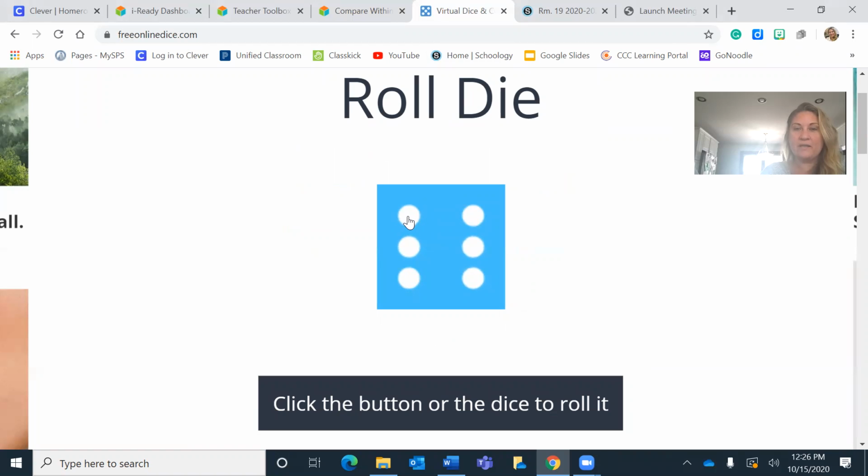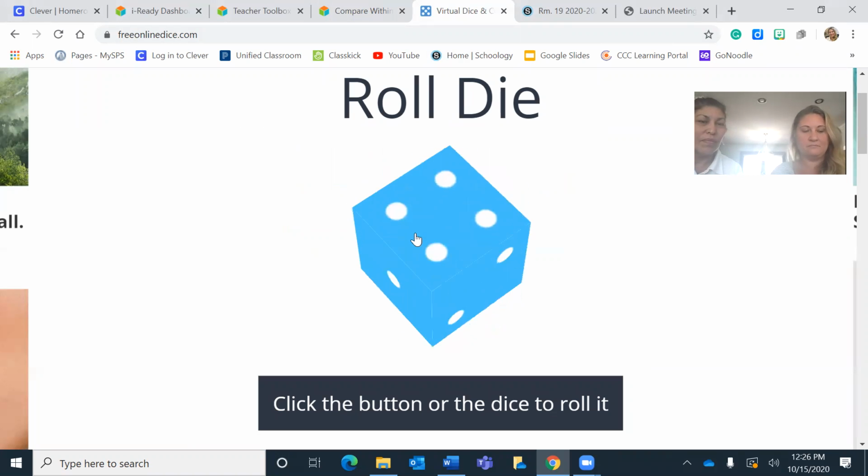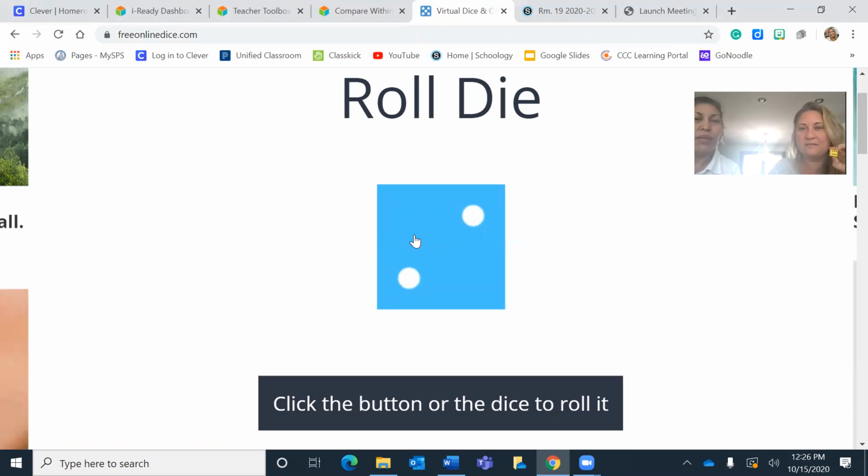Let's count. 1, 2, 3, 4, 5, 6. And Miss Diaz's turn to roll. Oh, friends, how many do we have here? 1, 2. So I had 6 and I have 2. Which one is greater? Who has the more amount? I would say mine, right? If you put it next, there are more dots on my dice than what Miss Diaz has.